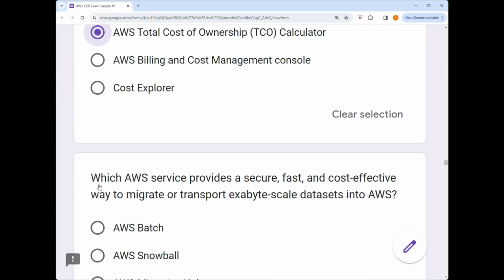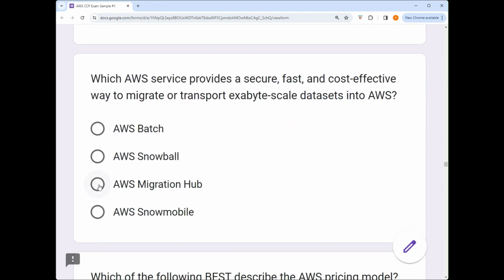Which AWS service provides a secure, fast, and cost-effective way to migrate or transport exabyte-scale datasets into AWS? AWS Batch. AWS Snowball. AWS Migration Hub. AWS Snowmobile. Correct answer: AWS Snowmobile.